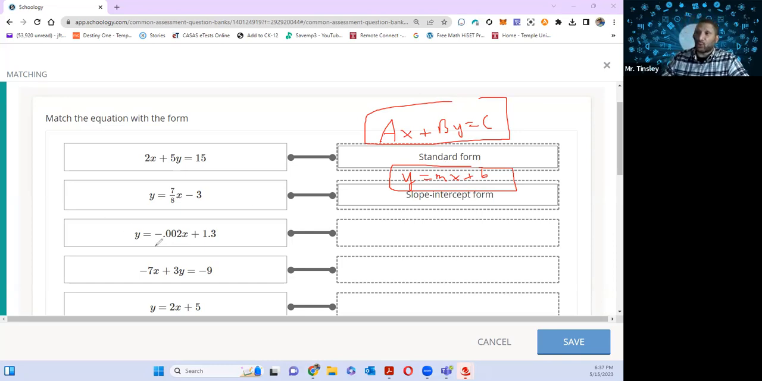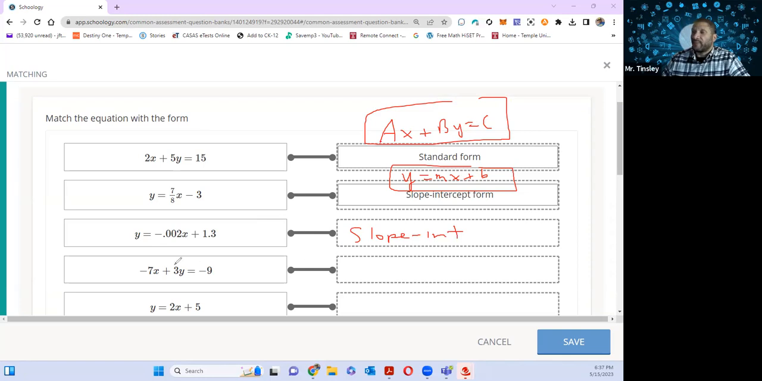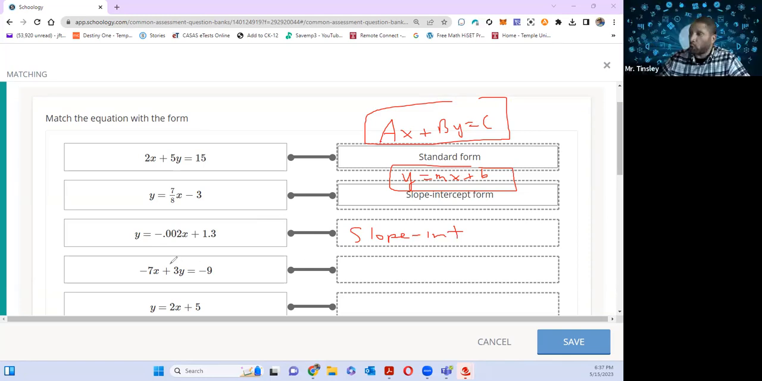How about this next one? Y equals negative 0.002x plus 1.3. Is that slope-intercept form, standard form, or neither? Slope. Slope-intercept form. Yeah, it's still slope-intercept. It doesn't matter whether it's decimals, fractions, or whole numbers.